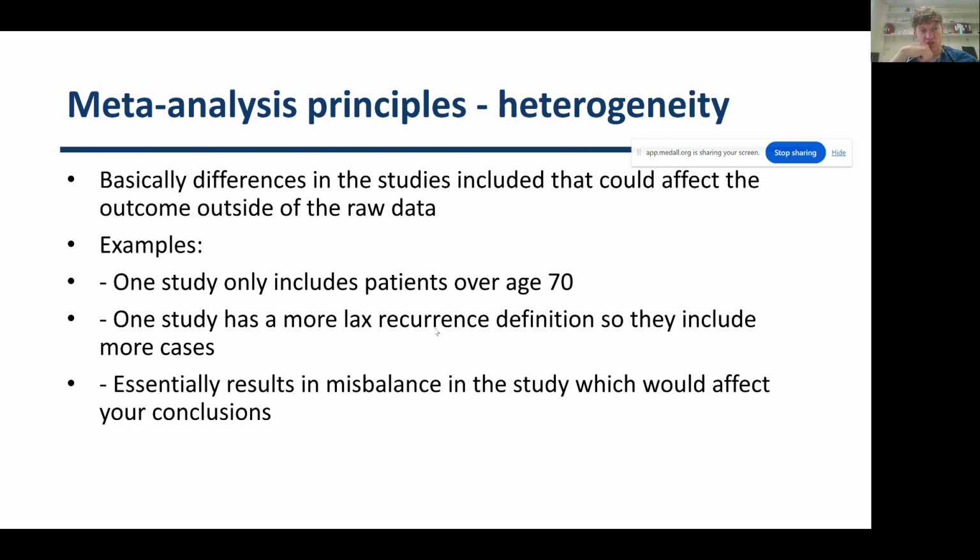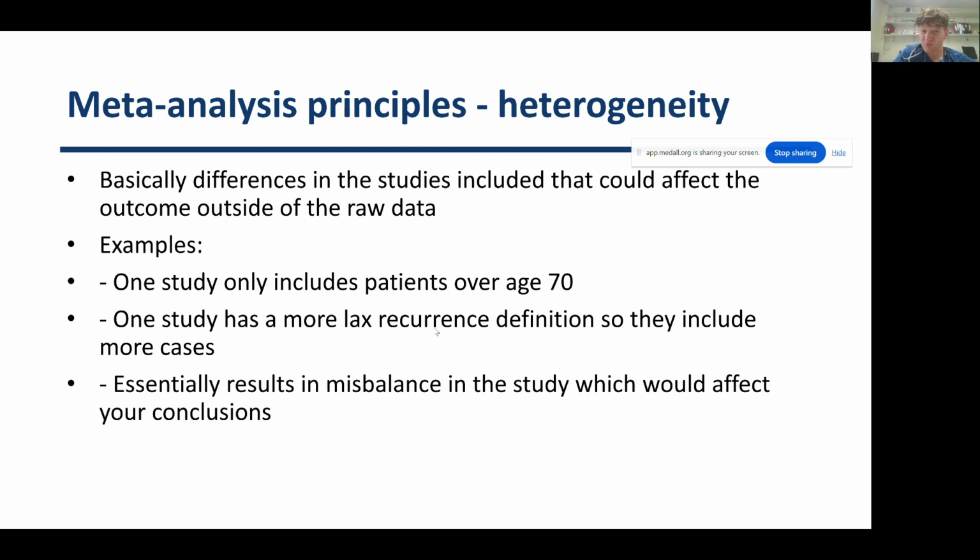As an example, let's say you have one study that only includes patients over the age of 80, compared to one study that only includes patients under the age of 50. By default, the over 80 group is going to have higher mortality, and that would affect your odds ratio. But it's not due to any of the treatments you've looked into. It's literally just because the population is older.